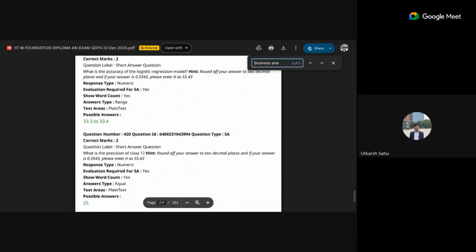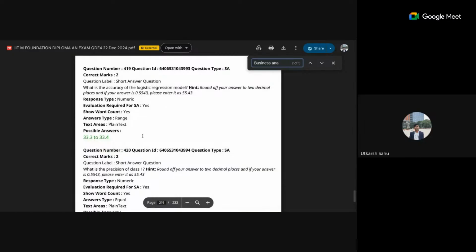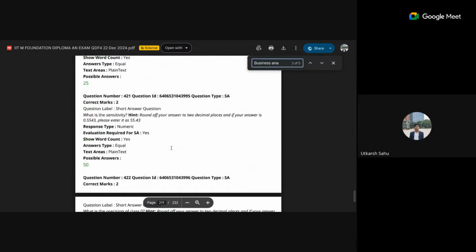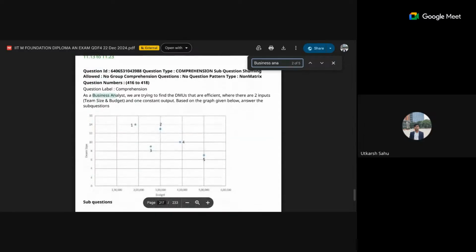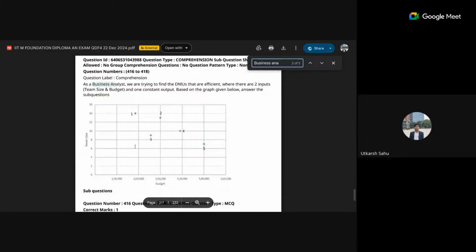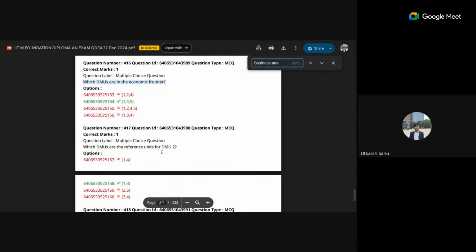Coming to this part, the one I was telling you about: betas are given, you make an equation, and then you predict, with accuracy, precision, and so on. Efficiency frontier: first of all, you need to understand which situation you have. They are saying there are two inputs and one constant output. So this is an input constraint. You will have a frontier closer to the origin, right? So 1, 3 and 5 will be on my efficiency frontier. Which DMUs are the reference for DMU2?